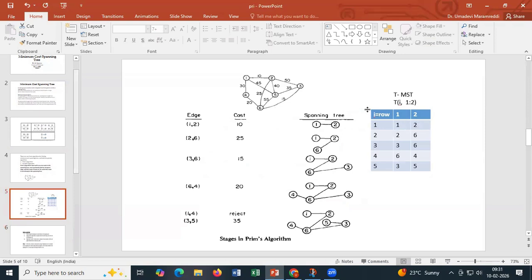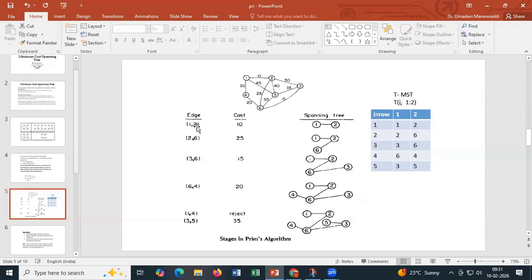Here the spanning tree is represented in the form of a matrix which is having n minus 1 rows. So you have 6 vertices, so you will get 5 edges. So here each edge is stored in a row. So the first row contains the first edge 1, 2. The first column contains the starting vertex, second column contains the ending vertex. So here 1, 2 is added.